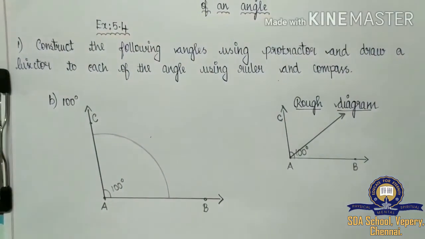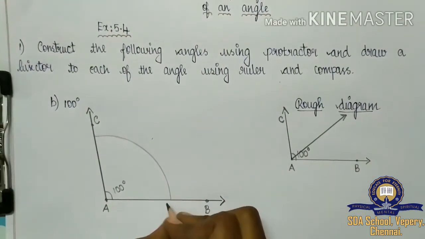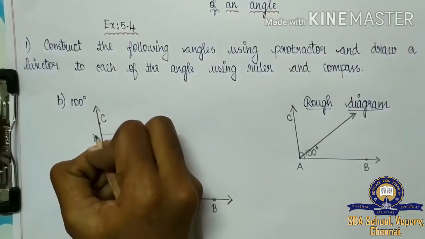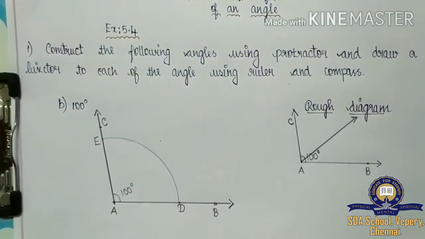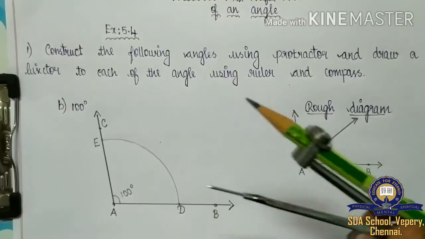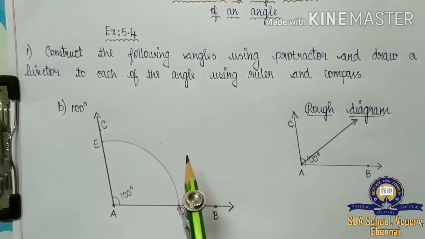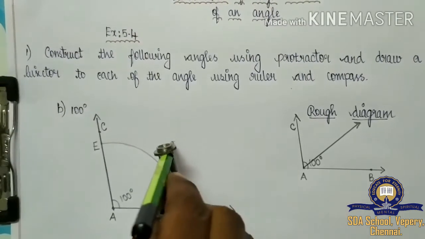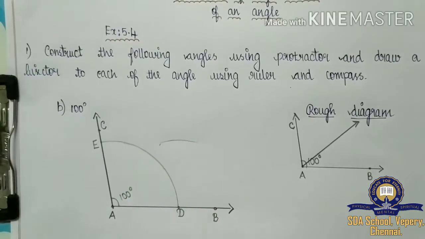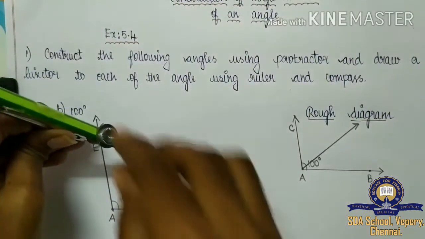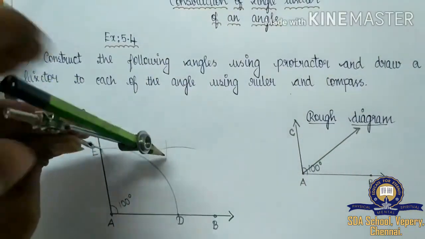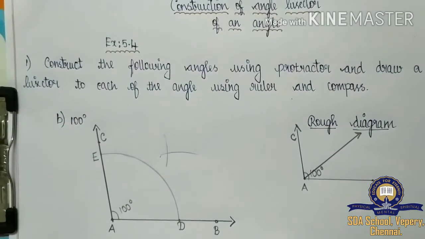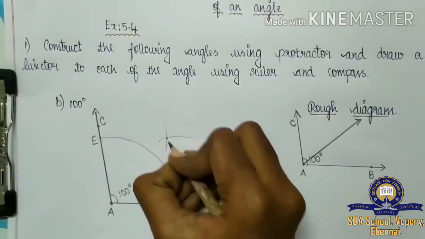Okay. And mark the point of intersection as D on AB and E on AC. With the same radius, don't change, D as center, now draw an arc. And don't change. With the same radius, E as center, draw another arc and mark the point of intersection as F.